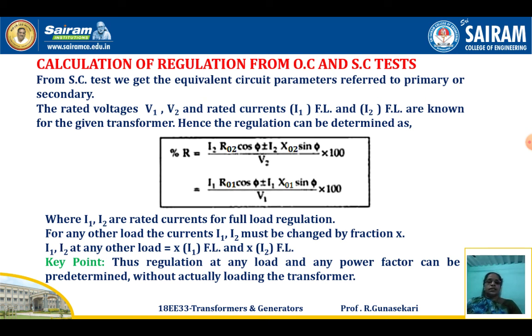That is if the meters are connected on the secondary side. If the meters are connected on the primary side, the percentage regulation at unity power factor is I1 R01 cos φ divided by V1 into 100. In this case, the current I1 and I2, whether half load, quarter load, 3/4 load or full load, that current only you have to substitute here. This is very, very important. So the regulation at any load and any power factor can be predetermined, without applying load to the transformer, from the OC and SC test parameters only.